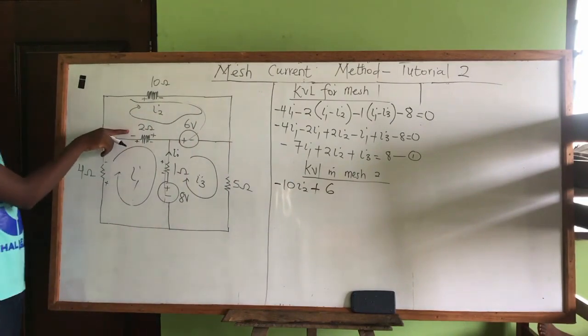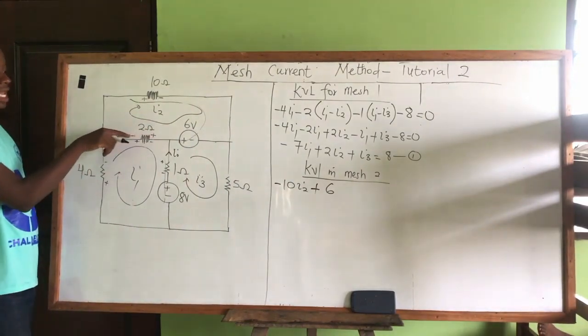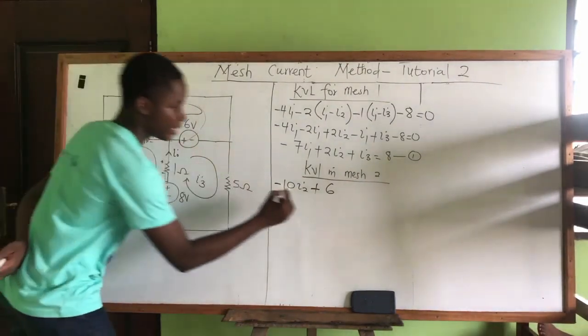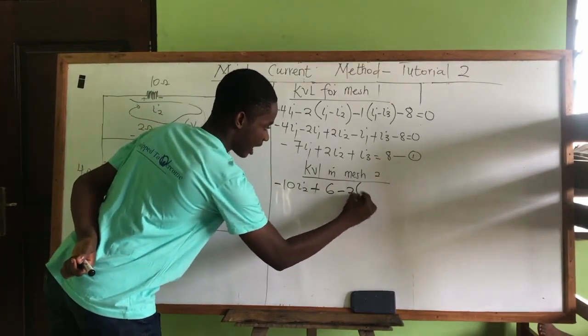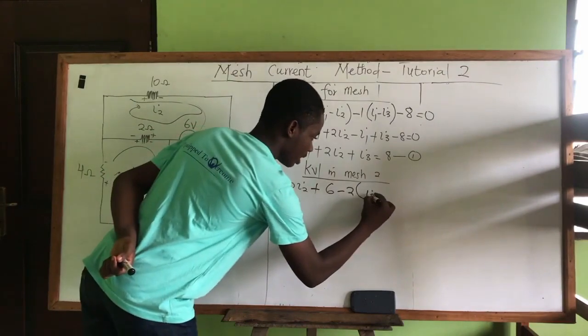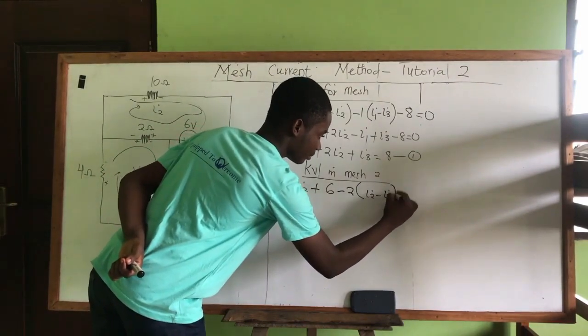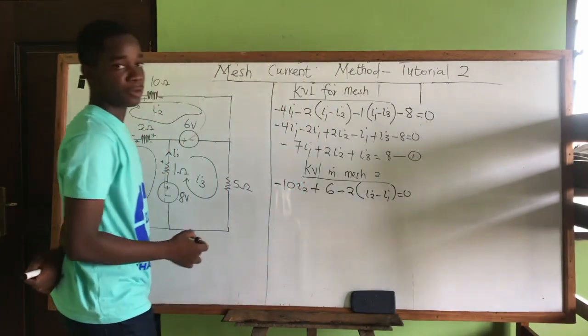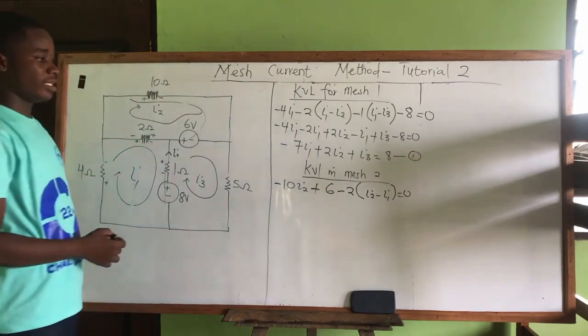Then we come to the 2. We will enter positive and leave negative, so it's a negative voltage. Negative 2 times, what's the current there? I2 minus I1, giving us 0. That's the KVL in mesh 2.